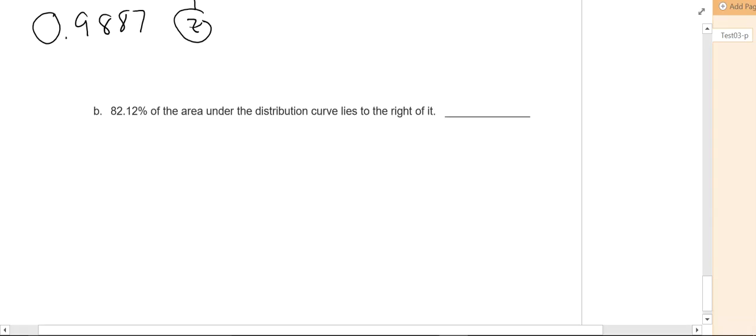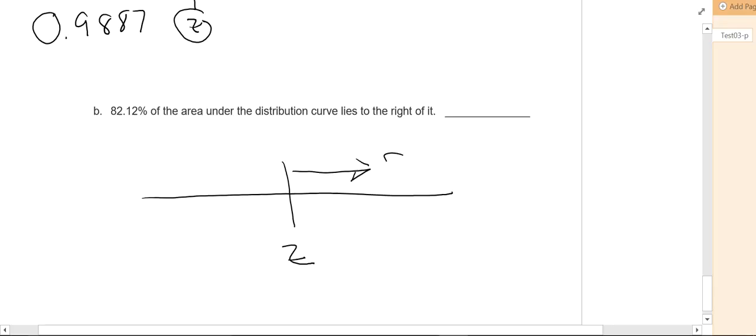Moving on to B. Again, I'm trying to find a number z. But for this one, 82.12% of the data is above z because it's to the right of it. Well, the table gives me numbers below z. So if 82.12% is above it, that tells me 17.88% is below z.